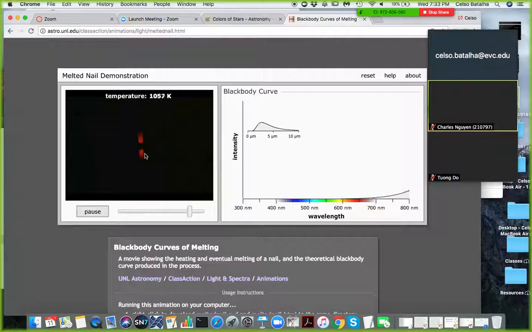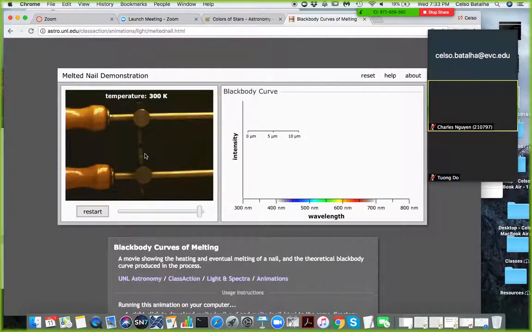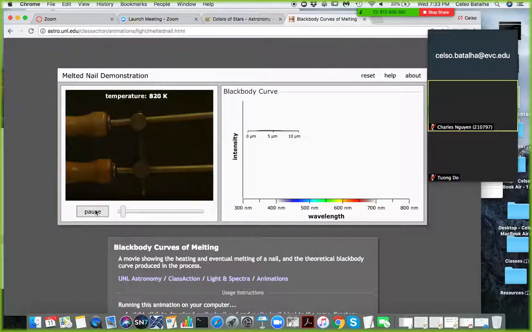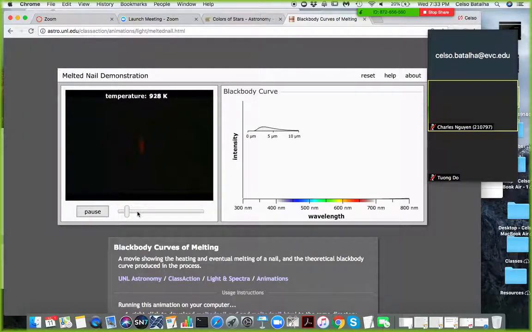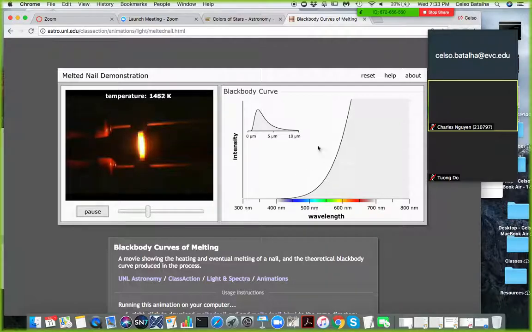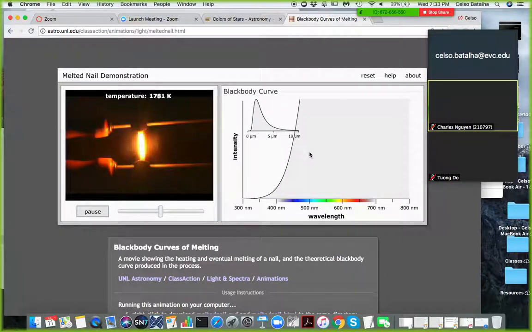In stars, there is no solid or gas, because it's all plasma. It's all vaporized, and then the vapor, due to the high temperature, is pretty much ionized, and then you can say that stars are indeed plasma. It's a combination of ions and metal. And here you can see the black body curve changing as the temperature of the nail increases.